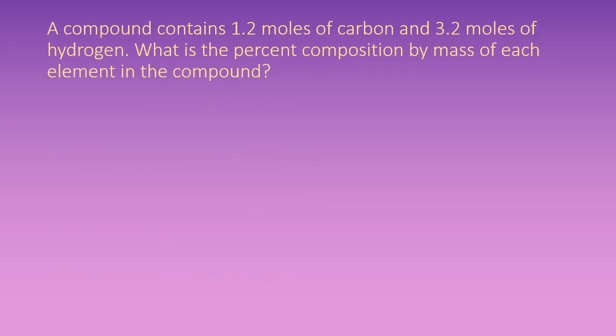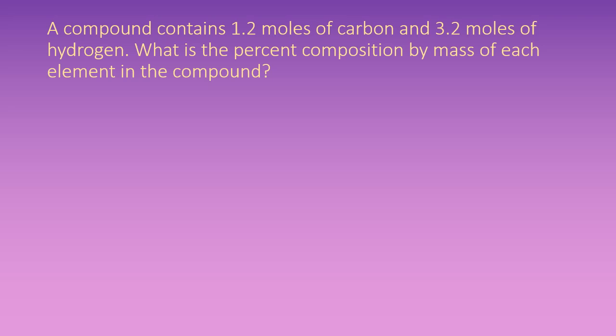Here we have a little bit of a different example. Sometimes you may be able to determine how many moles of a substance are present without being able to determine directly how many grams of a substance are present. And so this question asks us, a compound contains 1.2 moles of carbon and 3.2 moles of hydrogen. What is the percent composition? Notice it says by mass here in this compound.